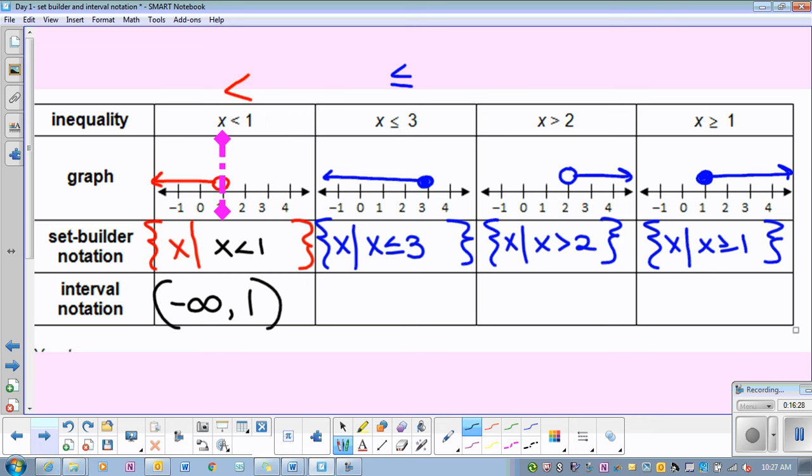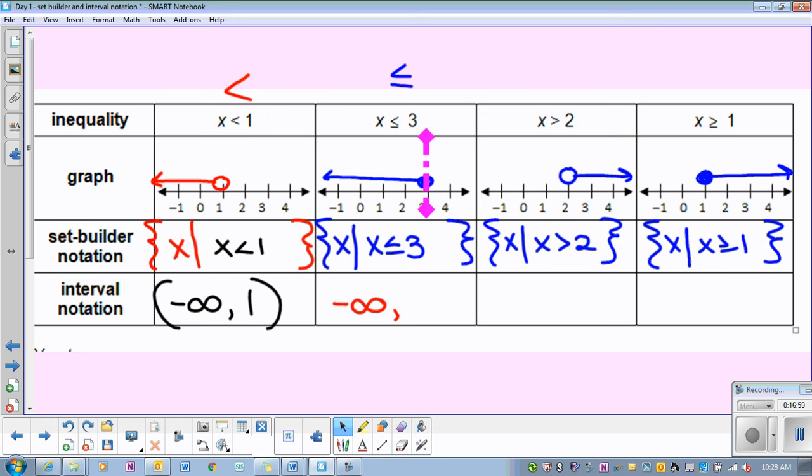All right, so then let's look at the next one. I have an arrow going to the left. Where is this coming from? Negative infinity. If you have an arrow going to the left, it's coming from negative infinity.